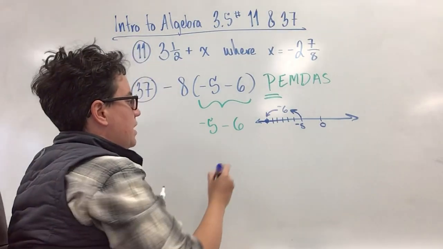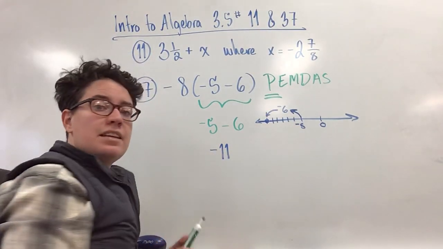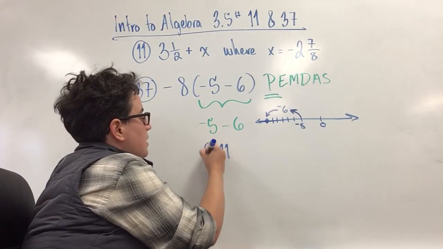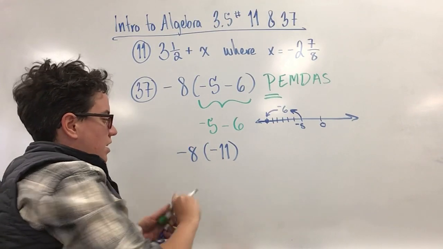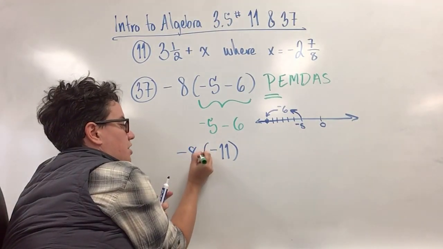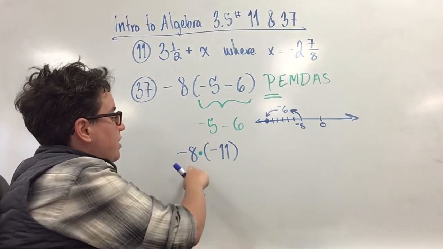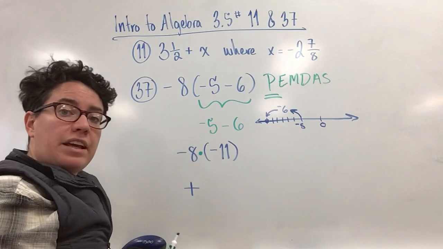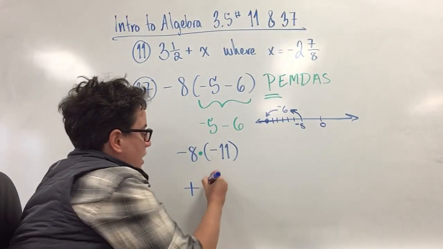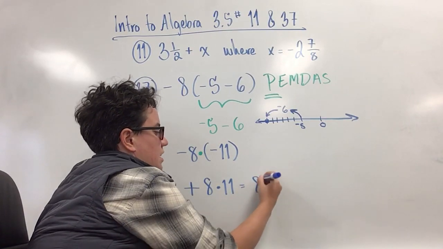Where do we end up? We end up at negative 11. Negative 5 minus 6 is negative 11 inside the parentheses, and then we have negative 8. And when they're pressed up against each other like this, this is a multiplication problem. So now we're at negative 8 times negative 11. The two negatives cancel out and give us a positive number, and that's positive 8 times 11, which is 88.